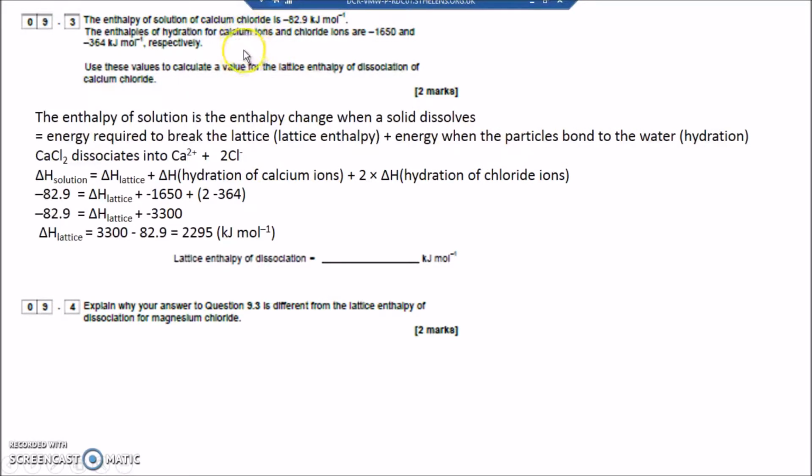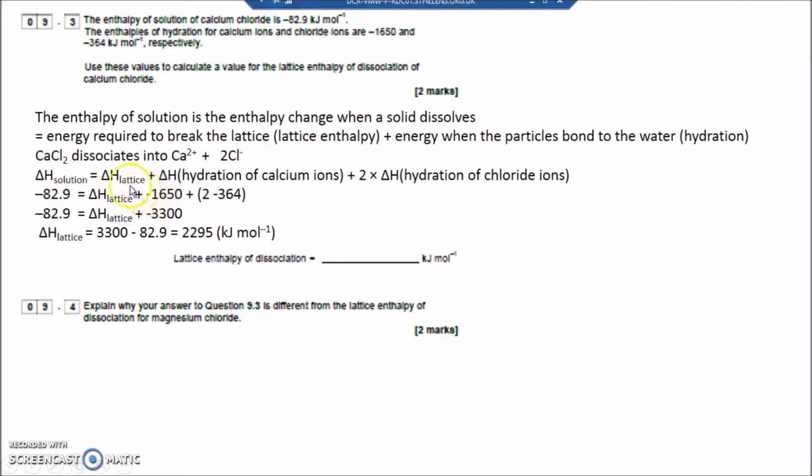Now calcium chloride is CaCl2. You know that because calcium's in group 2 and forms Ca2+ ions. Chloride is in group 7, forms Cl- ions. So calcium chloride is Ca2+ Cl-, but you need 2 Cl- to balance out the Ca2+, so it's CaCl2. So I've got 2 lots of chloride ions, 1 lot of calcium ions.